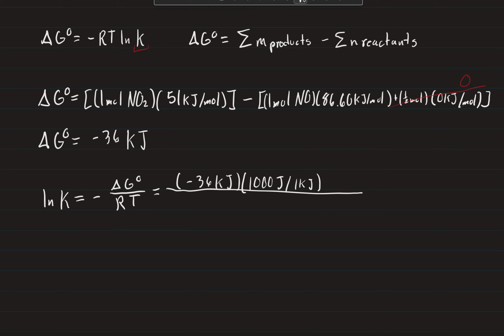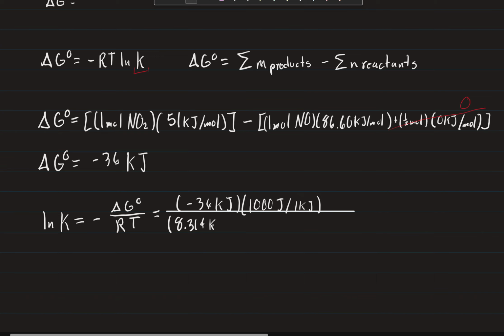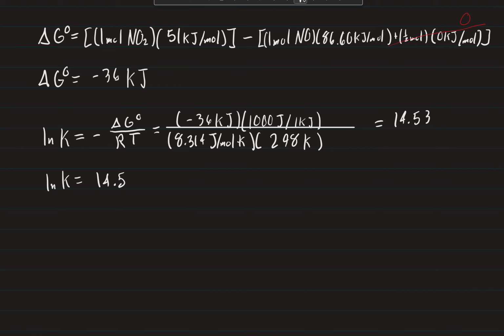All of that is going to be over our constant, 8.314 joules per mole Kelvin, times the temperature that we started at, which is standard condition, so 298 Kelvin. And finally, you're going to get 14.53. Now we're not done, because we have natural log of K is 14.53.